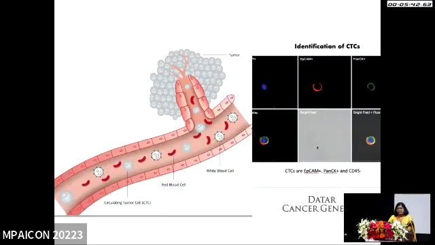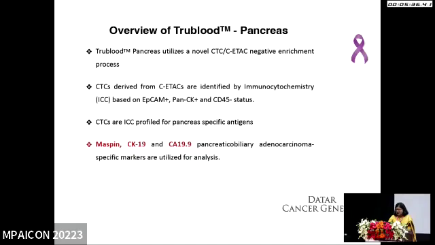So at Datar, we work extensively on circulating tumor cells, and I'll just give you a gist of what is happening in TrueBlood. Just for the information of everyone, three of our solutions, breast, glioma, and prostate, which are called by different names, are CTC-based solutions that have got the US FDA breakthrough designation. TrueBlood pancreas hasn't got it yet, but this is what we are doing.